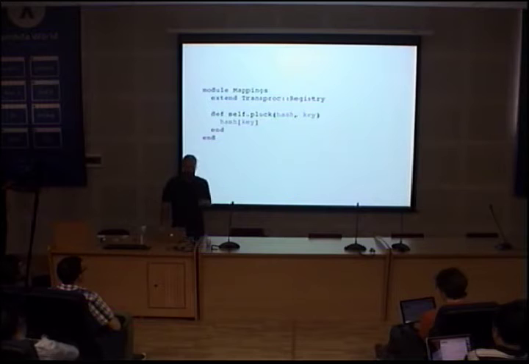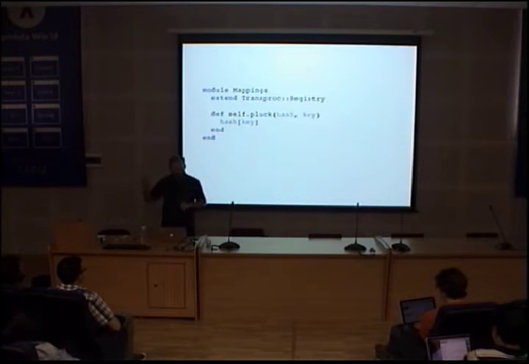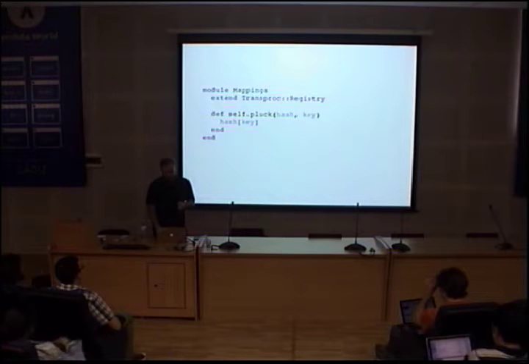So let's say we wanted to generalize this method called pluck. So we say it's going to receive a hash and a name of the key that we want to extract, and then just read the value under this key.